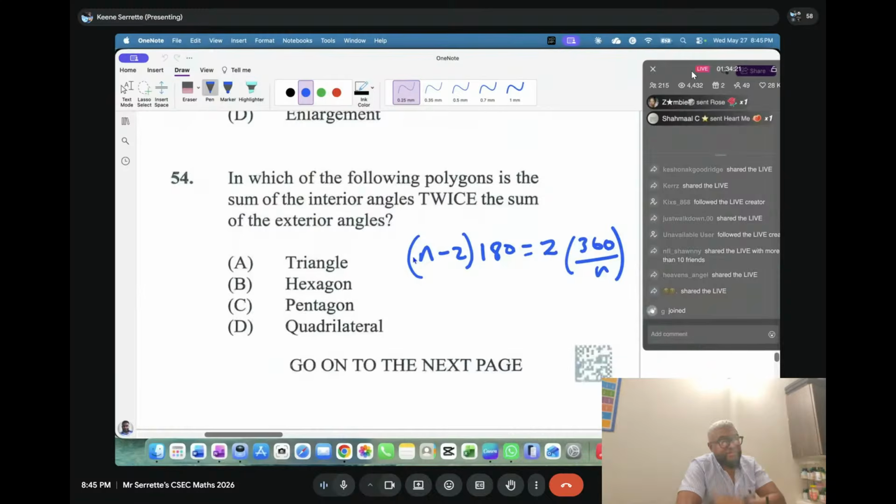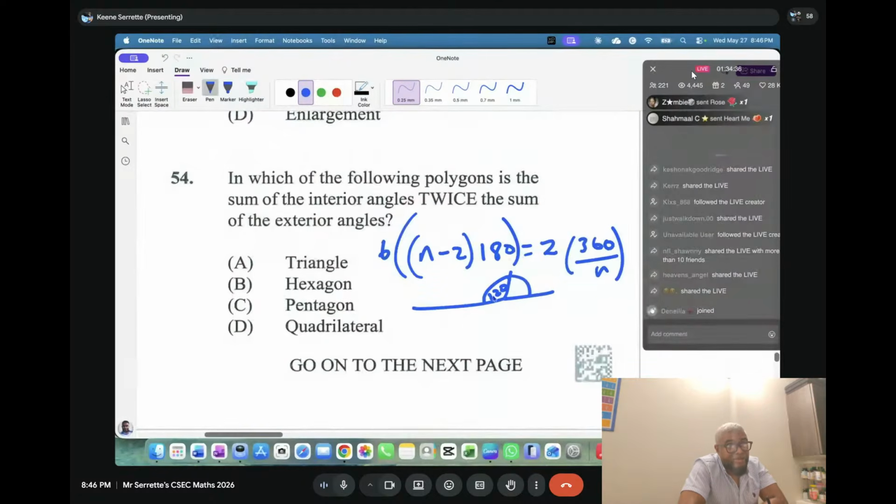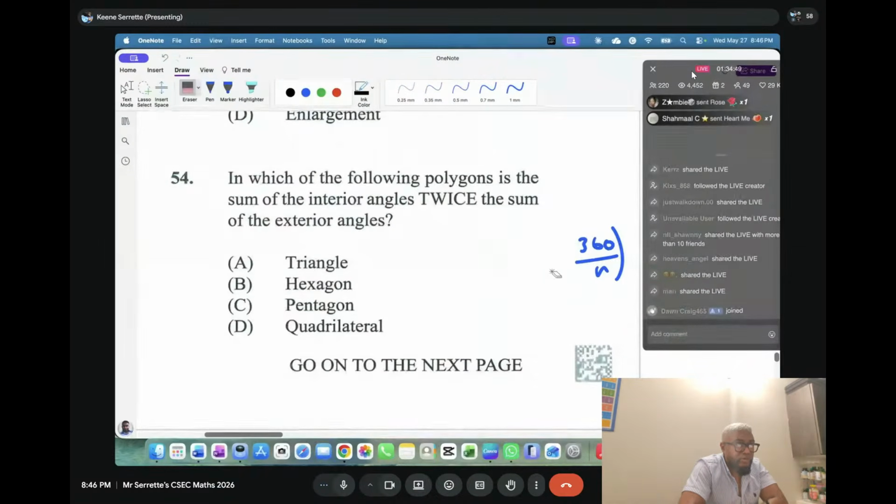Let me test something. Let me test a hexagon. If you have a hexagon and the interior angle is, let's say, 120 and the exterior angle is 60, notice this is the sum, so this will be 6. The sum of the interior angles is twice the sum of the exterior angles. So it would be the hexagon.